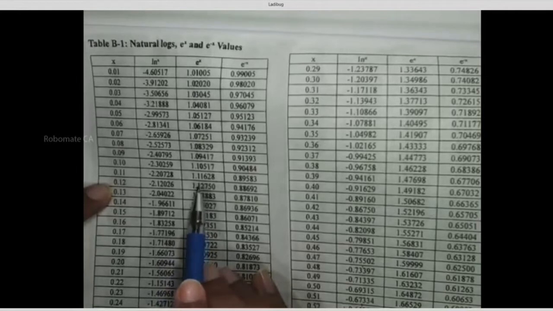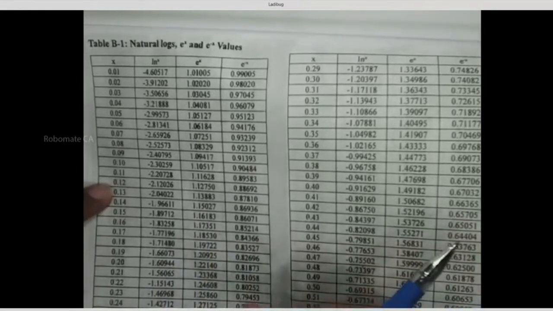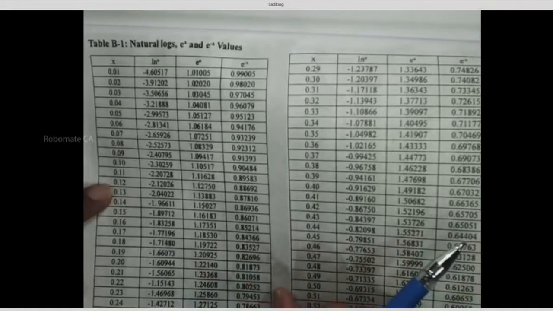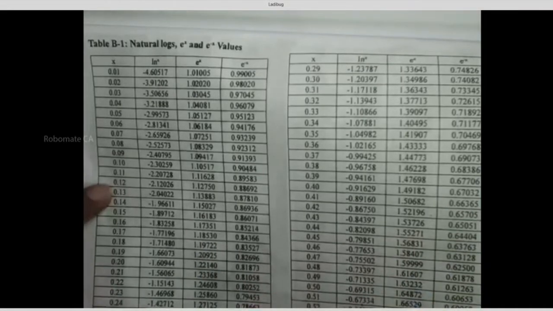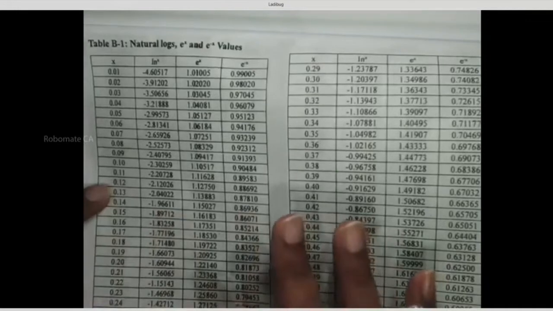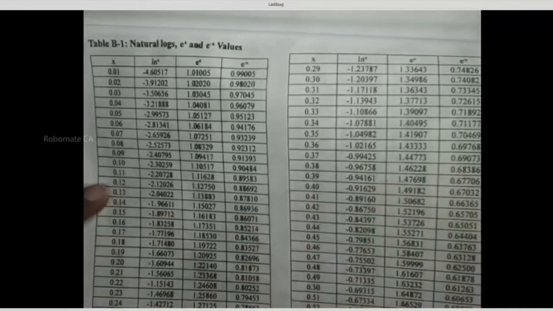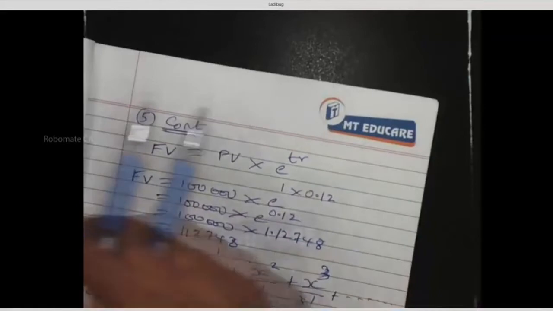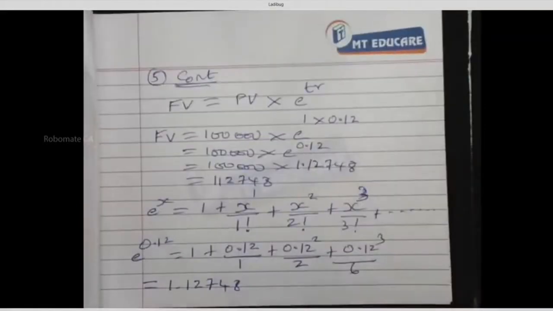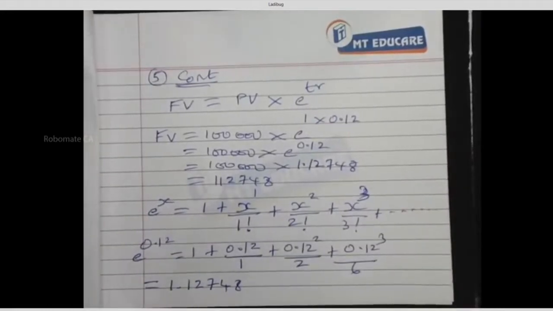So this number only we learned how to calculate. The compounding factor is 1 plus r power n. The continuous compounding factor is e power tr. Are you understanding it or not? Let us summarize, then proceed further. What is the formula for continuous compounding? Future value is equal to present value into e power tr, where t is the term of deposit and r is the rate of interest per annum. When the interest is per annum, the term of deposit should also be expressed in years.